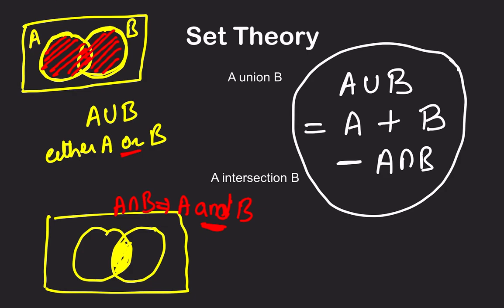This is the formula for A union B. I hope it is clear. Set theory formula, very important for the questions. Just please note it down. A union B is A plus B minus A intersection B. Now this part is also done.